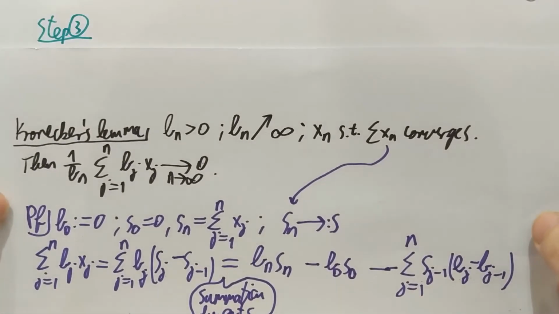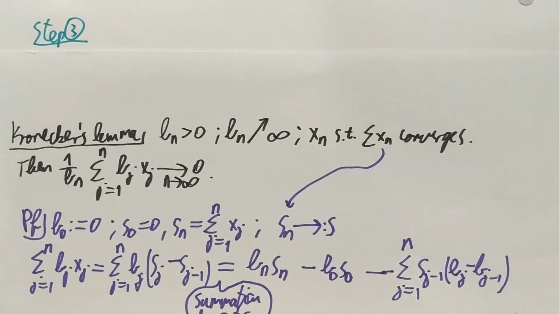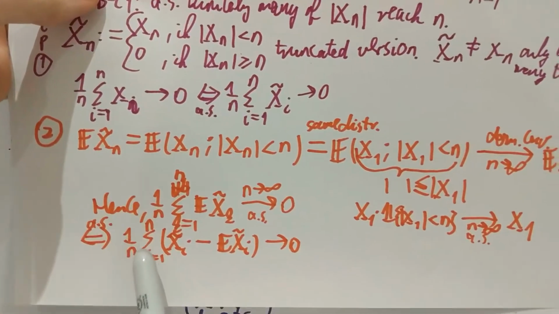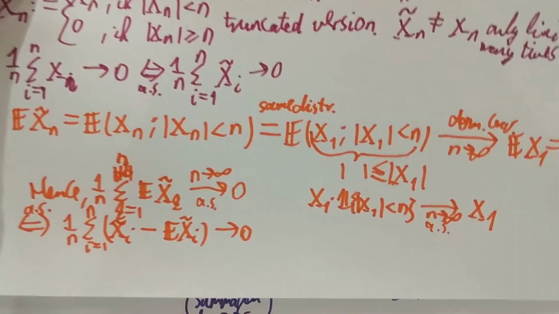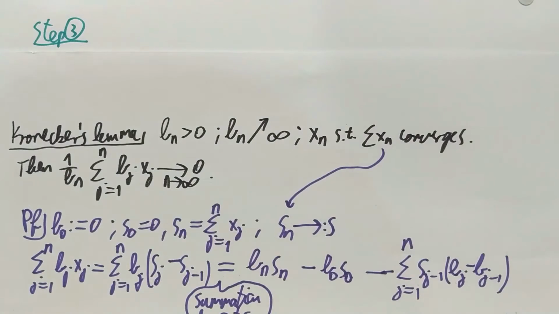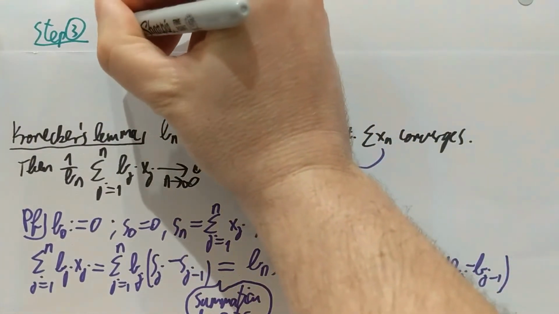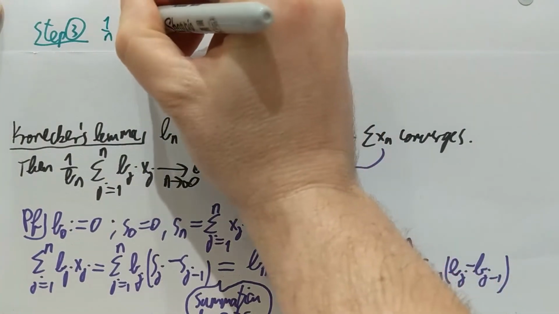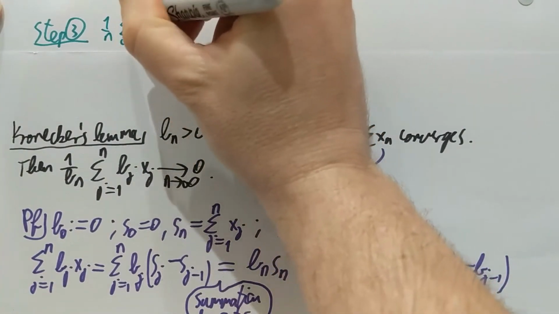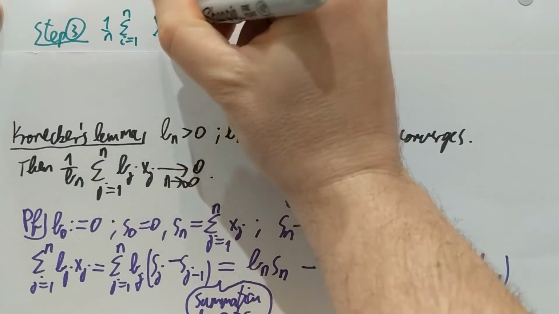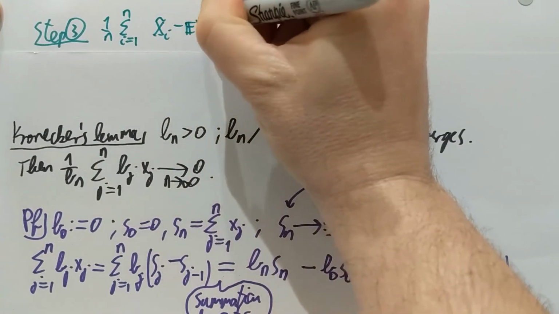So step 3, we want to prove that, and now I bring up Kronecker's lemma. Okay, here was Kronecker's lemma. We want to apply this on 1 over n sum of the xi tilde minus E xi tilde. So let me rewrite this slightly: 1 over n, sum i goes from 1 through n of xi tilde minus E xi tilde.